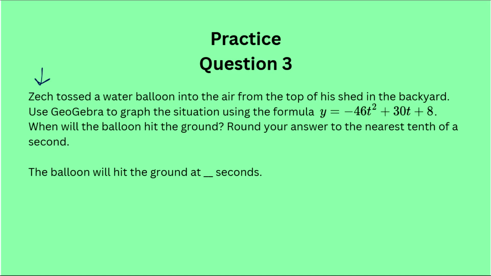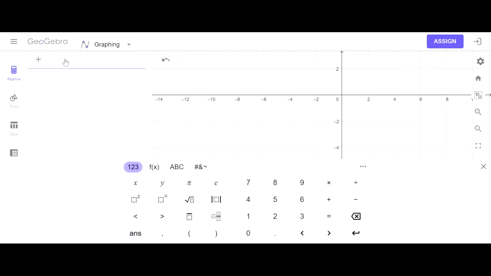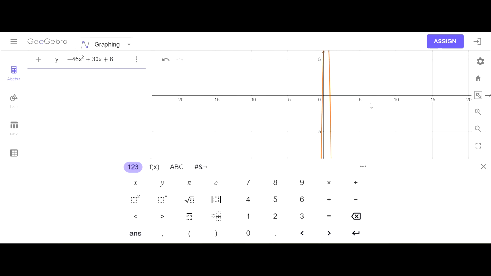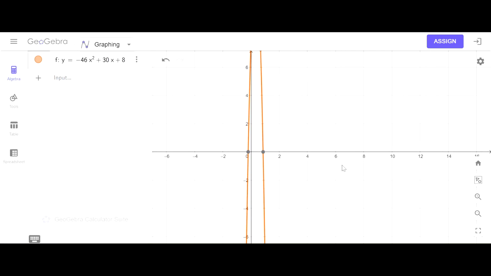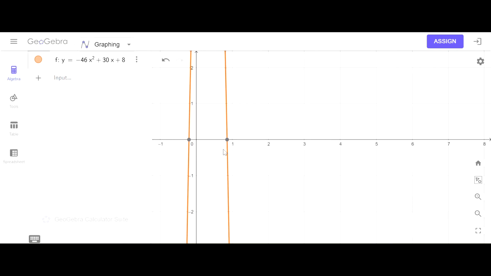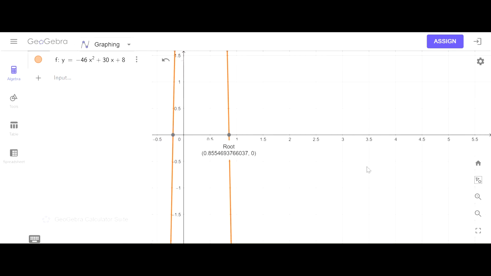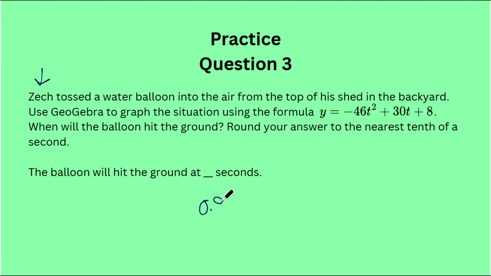Go ahead and do that. Make sure to clear your graphs. Let's enter our next one. It's y equals, and guess what I learned in my lesson? Negative 46, not t, x squared, because it doesn't like weird letters, plus 30x plus 8. Okay? And it gives us this graph. And it wants to know when it's going to hit the ground again, which is going to be this x coordinate, and it wants it rounded to the nearest tenth, so it's going to be 0.9 because it's 0.85. So the answer for this is 0.9 seconds.